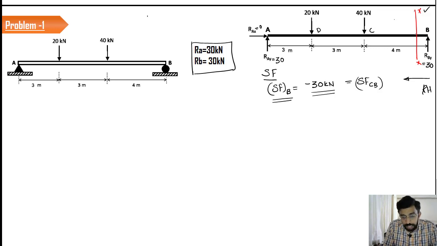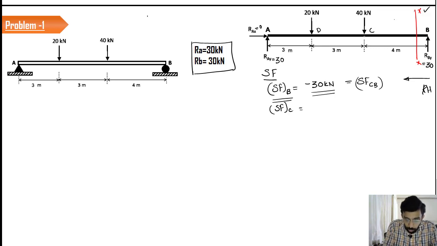Between section C and D, I'm not talking about at the point C. At the point C, something is going to change. So, till we reach the point C, we have a shear force of 30 kilonewton negative on our right hand side. There is no change in that. And what is the shear force at C?